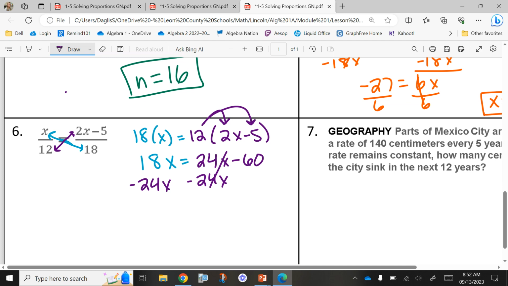Okay, I know to subtract it because it was a positive number. So 24 minus 24 gives me 0. It's gone from that side. But now over here, what is 18 minus 24? Negative 6x equals negative 60. So now we have our variable term equal to our constant, which means my last step is to divide. What am I going to divide? Negative 6. There you go.